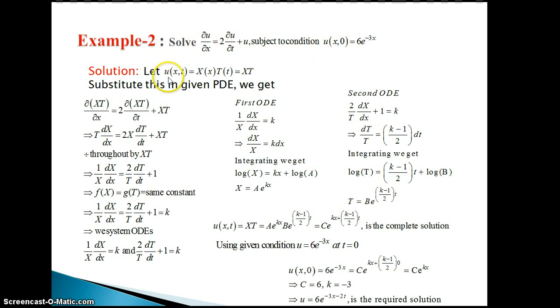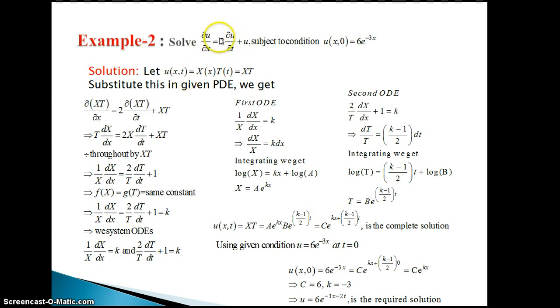Now, as we discussed in the previous problem, in the working rule, the first step is you identify which is the dependent variable and independent variables. You check u differentiated partially with respect to x, so u is dependent, x is independent. u differentiated partially with respect to t, so again u is dependent, t is independent. So therefore u is a function of x and t, and hence we can assume that the solution u(x,t) is a product of a function of x, capital X, which is a function of x only, and capital T, which is a function of t only. So u is equal to X times T. You substitute this in the given differential equation.